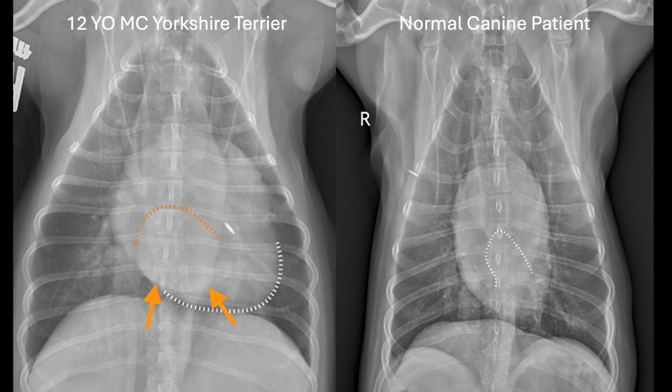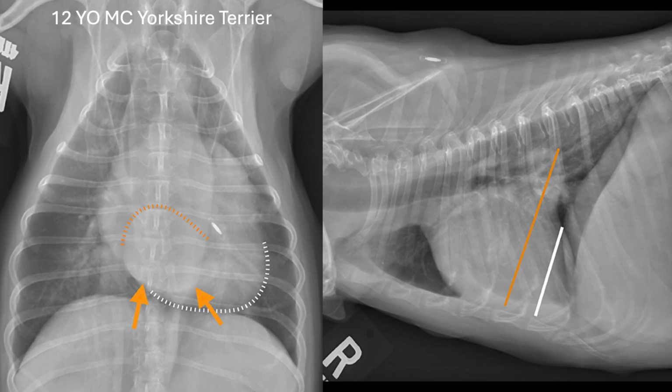Additionally, on the ventrodorsal or dorsoventral view, you can sometimes see a double opacity in the region of the left atrium between the mainstem bronchi, outlined by the orange arrows. This occurs due to the focal increase in soft tissue thickness, attenuating the X-ray beam due to left atrial enlargement, outlined by the orange solid line on the lateral image, compared to the caudal aspect of the cardiac silhouette outlined by the white solid line.